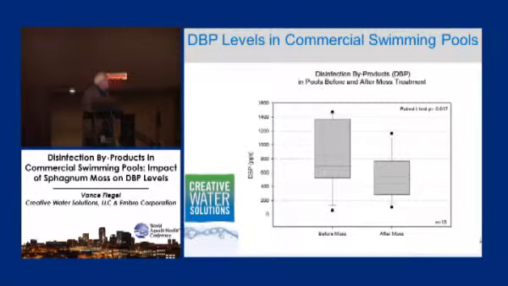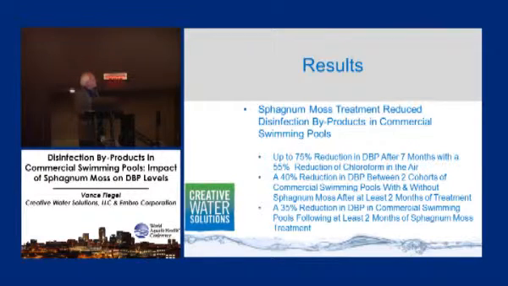So results, sphagnum moss treatment reduced disinfection byproducts in commercial swimming pools. It was up to 75% reduction in disinfection byproducts after 7 to 8 months. That correlated also with a 55% reduction of chloroform in the air. We got about a 40% reduction of disinfection byproducts within 2 months with 2 cohorts of swimming pools with and without sphagnum moss. And in the paired study, we got about a 35% reduction in disinfection byproducts in pools, again, after about 2 months of treatment.